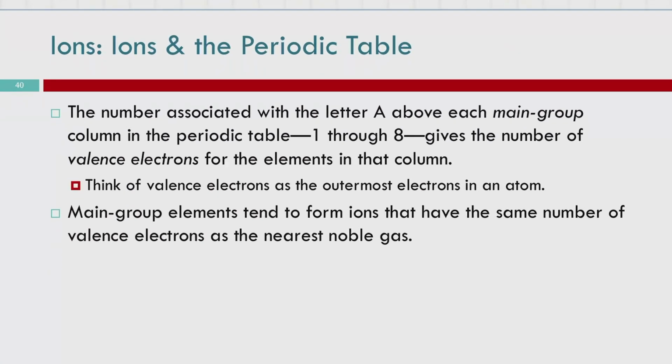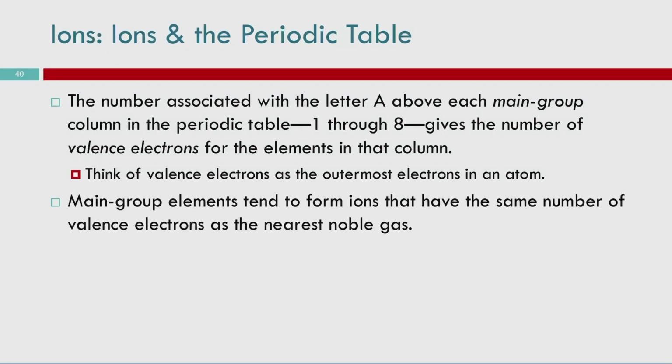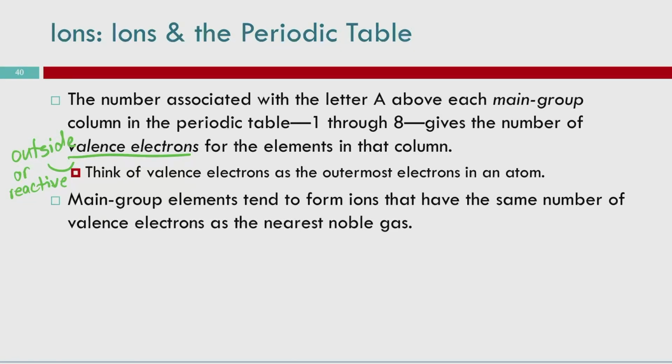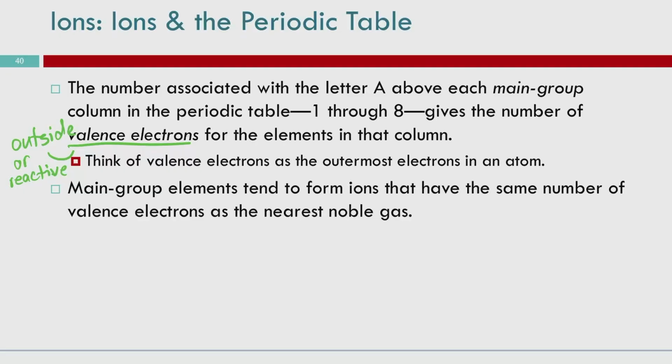Okay, more on the ions. So that number associated with the A above each main group column, 1 through 8, gives the number of valence electrons. Valence electrons are just outside or reactive electrons. We'll come back to this in several chapters. But this number of valence electrons is important, as we'll see.